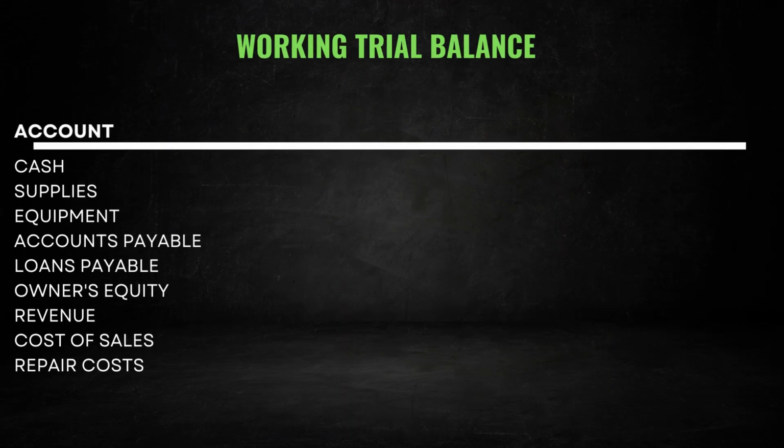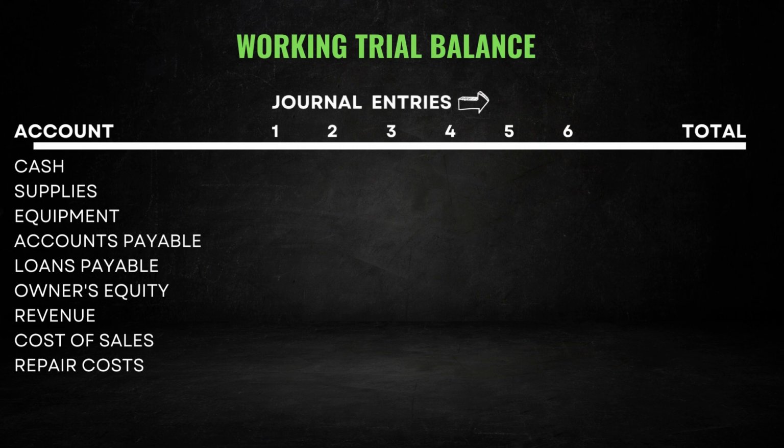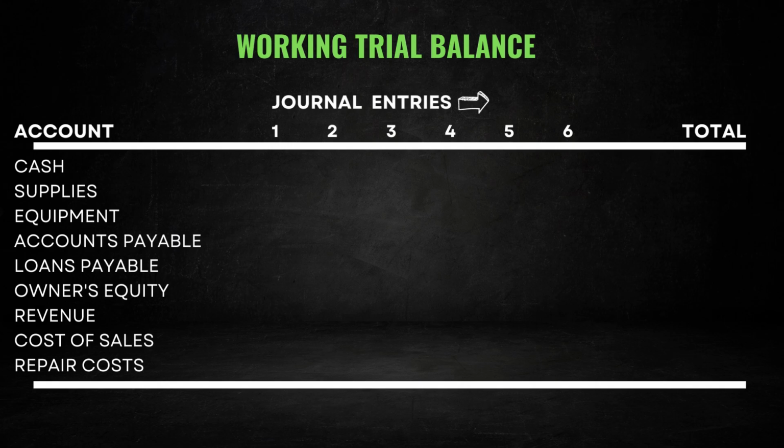Start by listing all the accounts associated with our landscaping and lawn care business. Once the account list is complete, add 7 columns to the right side. These columns will help us record the journal entries and calculate the total balance of each account. Additionally, create the final row below the account list for the column totals. This will assist us in verifying the balance of each journal entry as we enter them.